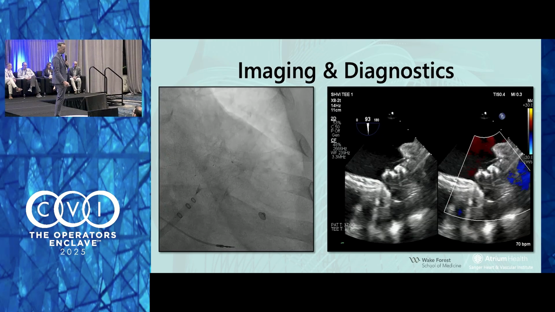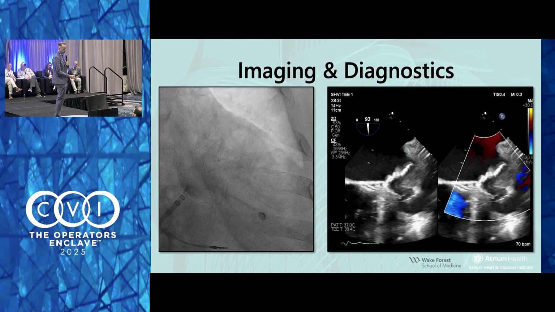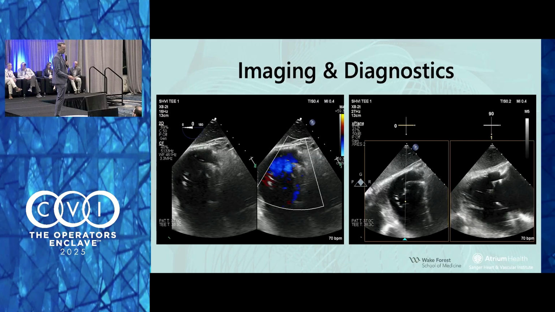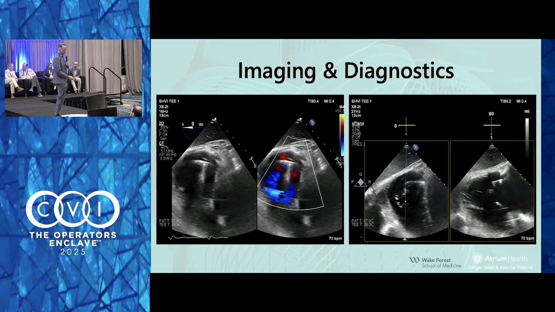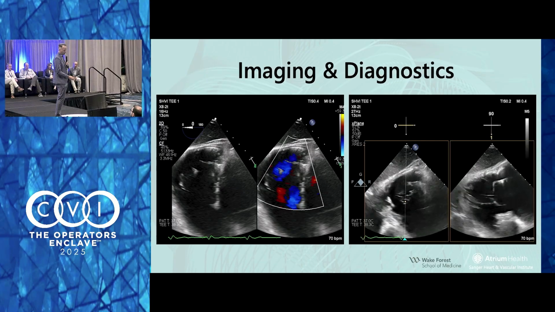So just a quick show of the Watchman procedure. Everything went well there. Very large appendage. This was a 40 millimeter device, but things were good there. And then more interesting is the TR here. You can see the lead there up in the posteroseptal commissure.